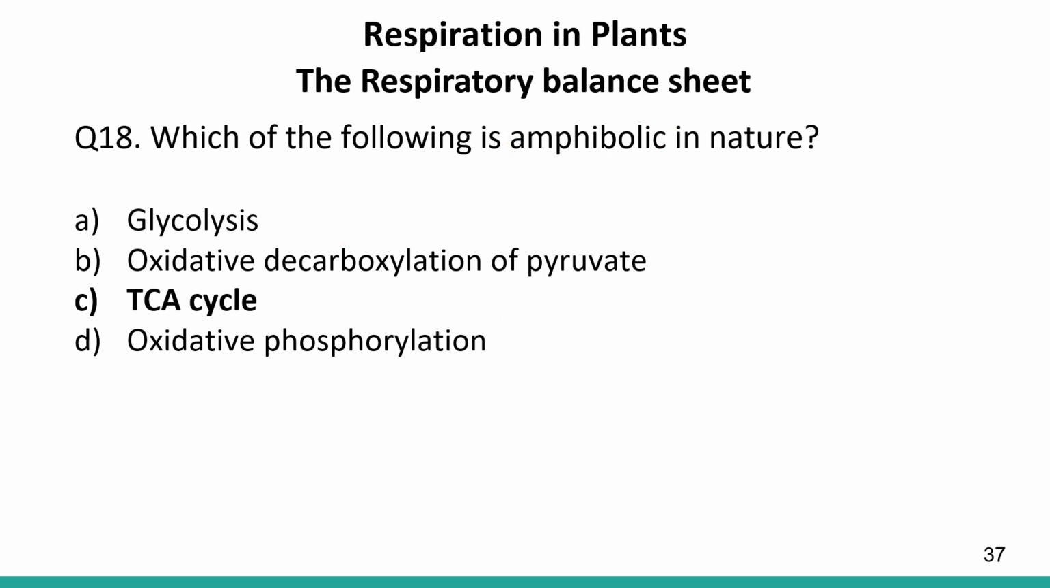So what should be the answer? The answer is the Krebs cycle. So what happens in the Krebs cycle? We know oxaloacetate combines with acetyl coenzyme A and forms citrate. Now this acetyl coenzyme A can either come from glucose, or it can also come from the fatty acids.